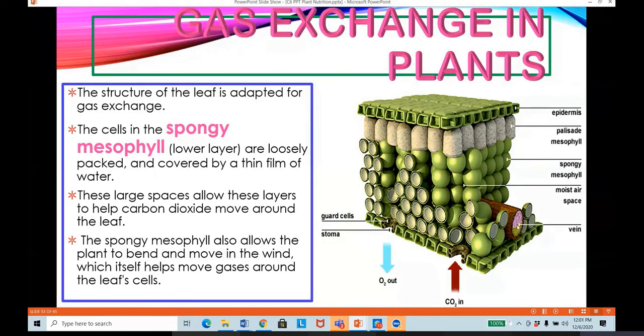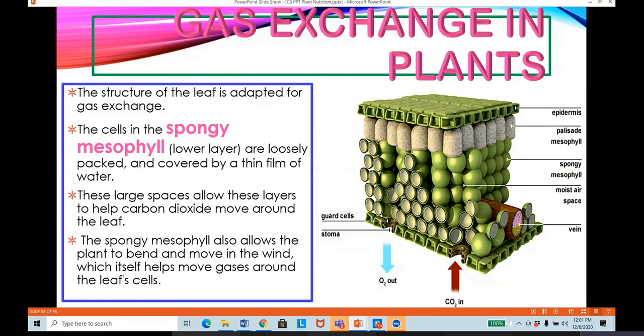Here you can see the veins, which are the xylem and the phloem, which run through the spongy mesophyll. Okay, so the structure of the leaf is adapted for gas exchange, isn't it? That is why it is thin, so that it can allow maximum diffusion or exchange of the gases.